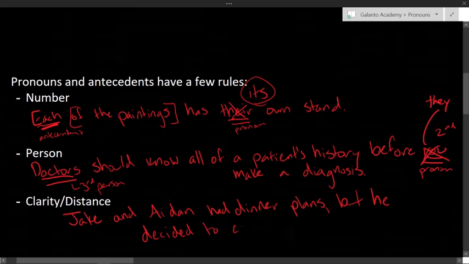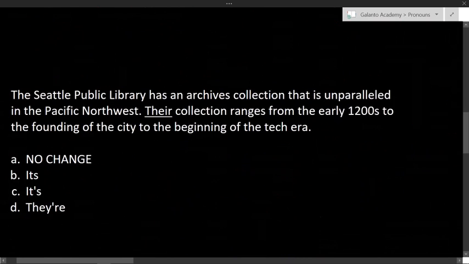So you probably can already tell what our problem is going to be here. He is our pronoun, and we don't know whether Aiden is the antecedent or Jake is the antecedent. So here we actually would rename our noun with the same noun. So, but Aiden decided to cancel would be our best choice here. So we're going to look at a few questions and see how this works when you're being tested on them.